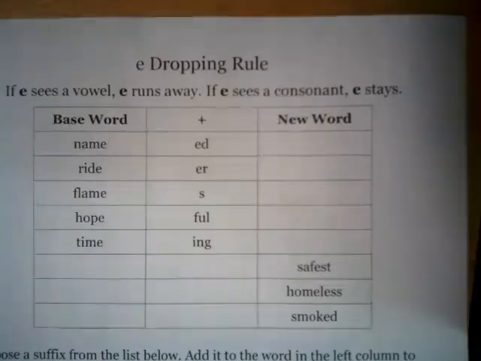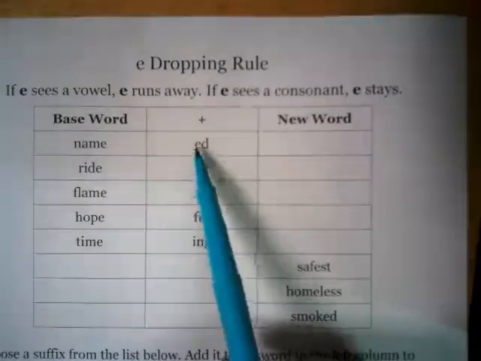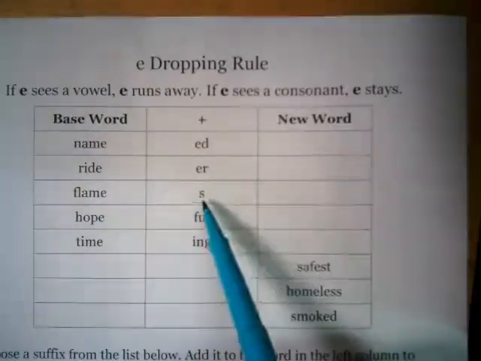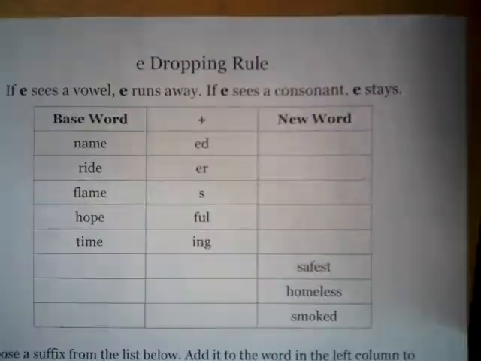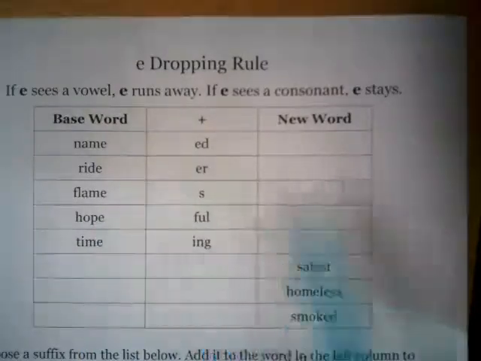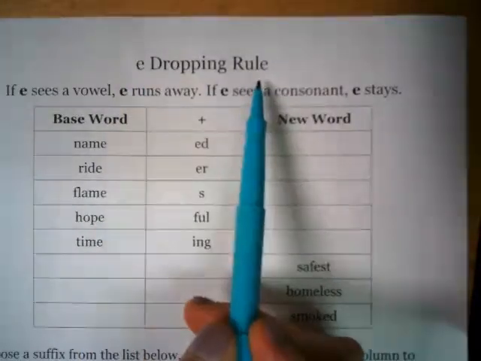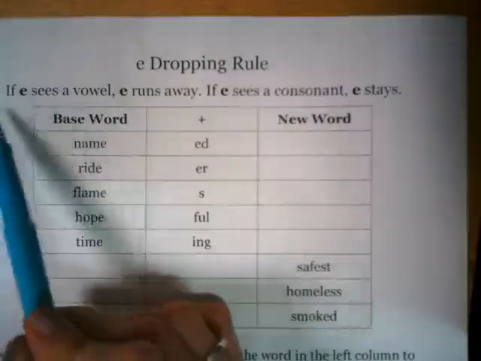All right, so we are still currently working on suffixes and adding them to our base words. Now the suffixes are going to stay the same. We're still reviewing suffix ed, suffix er, suffix s, suffix ful, suffix ing, a couple more, suffix less. But this week, instead of doing the 1-1-1 doubling rule, we're going to talk about the e dropping rule. So this one's a little bit easier and a little simpler to remember.